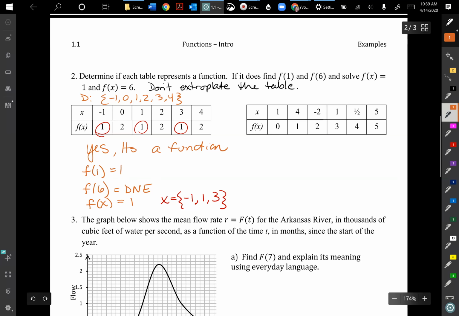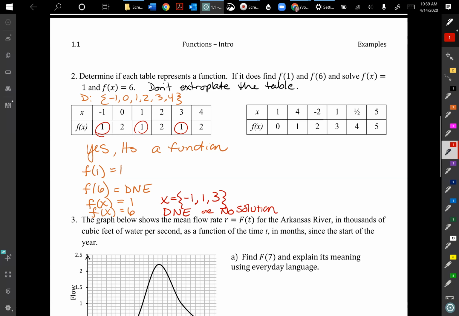And then f of x equals 6. We do not have any 6's in the output, so we're going to simply write does not exist, or we could write no solution, something to that effect.